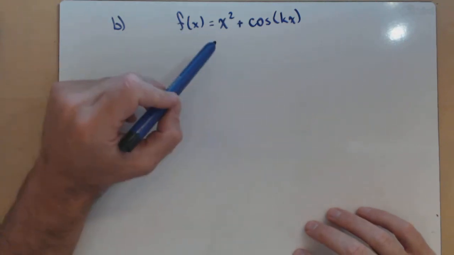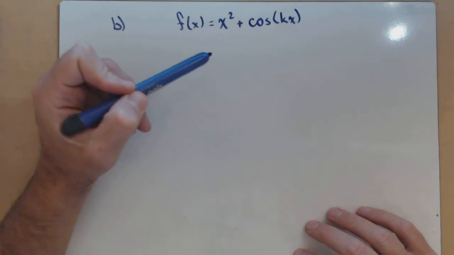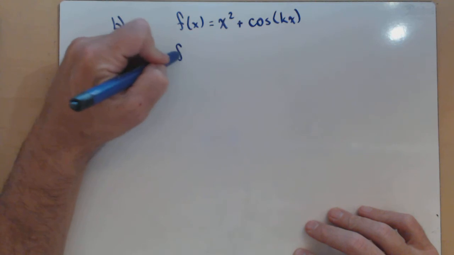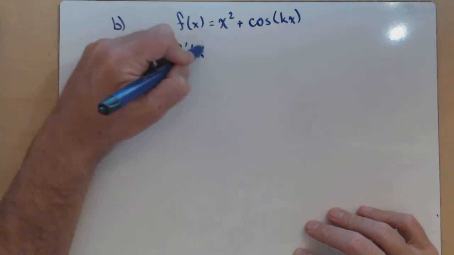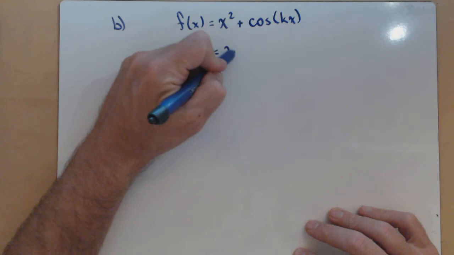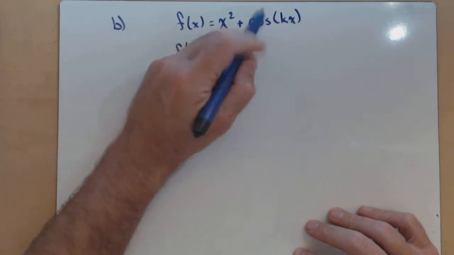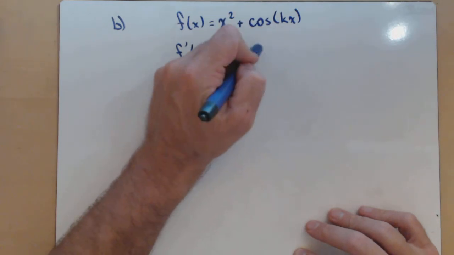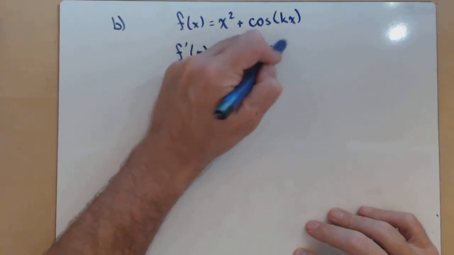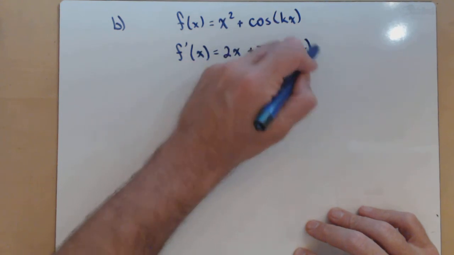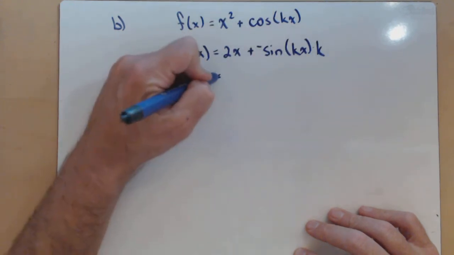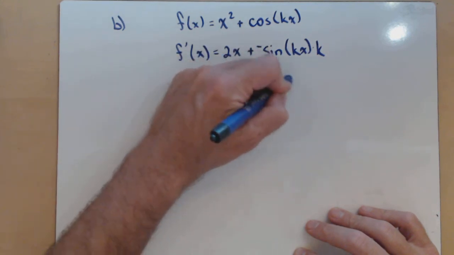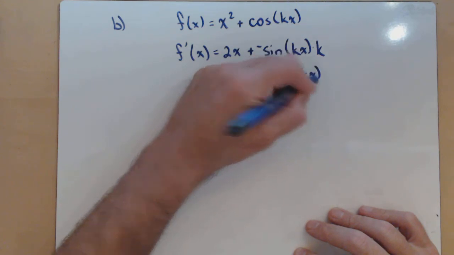Part B asks us to explain for what values of k we'll expect to see inflection points. Remember that inflection points come from the second derivative. So you have the first derivative, which is 2x plus, now the derivative, this is going to be a chain rule, derivative of cosine is negative sine, leave the inside alone, times the derivative of the inside. So I might rewrite this as 2x minus k sine of kx.